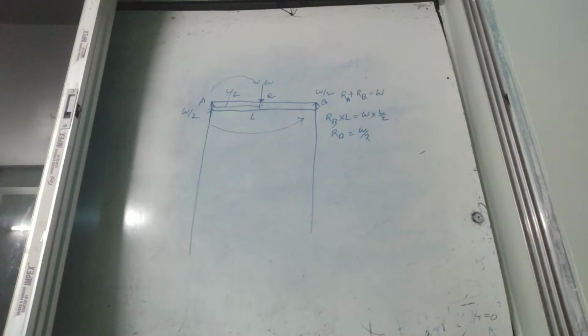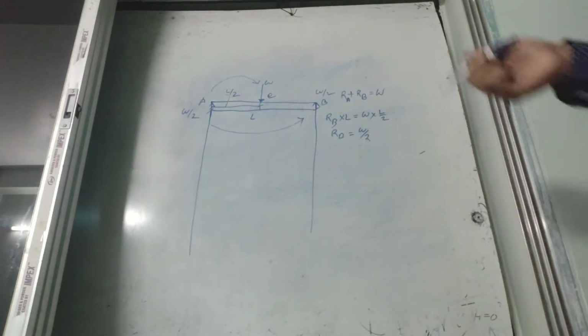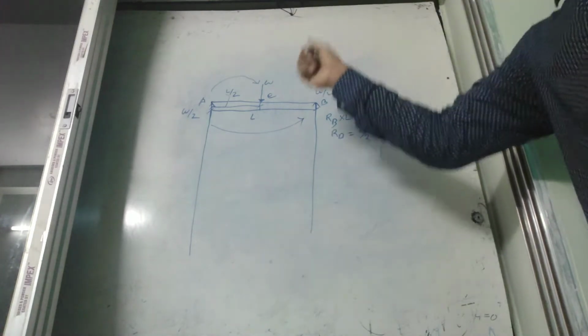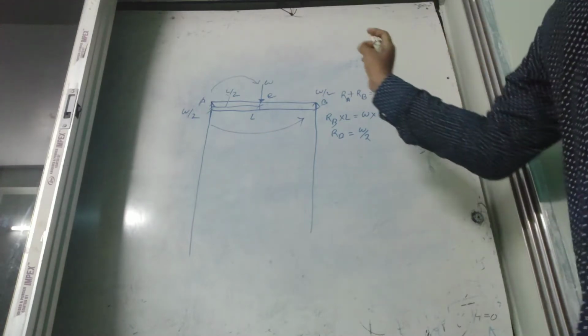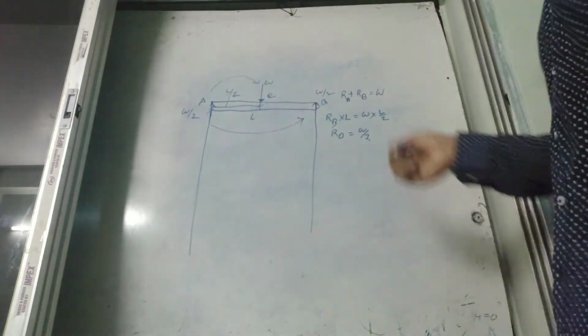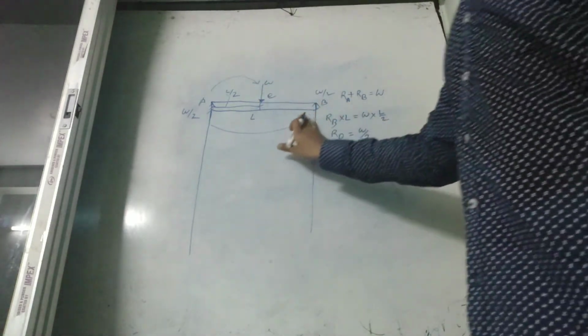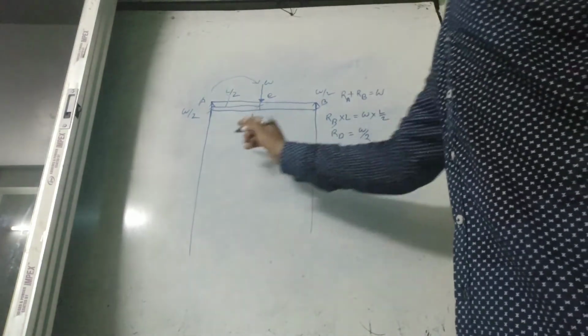So in the case of a simply supported beam, if a single point load is placed in the middle position of the beam, then the load is automatically distributed to both sides in half. Okay, if we place it in the middle position, W by 2, W by 2. Okay, now we draw the shear force diagram.